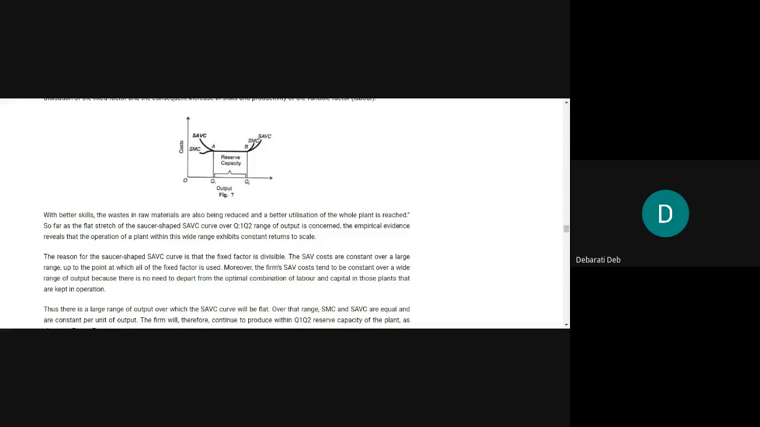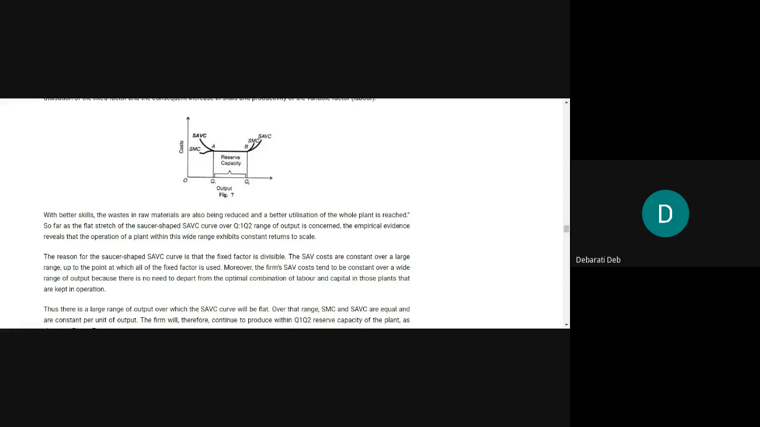The reason for the saucer-shaped SAVC curve is that the fixed factor is divisible. The SAVC curve, that is the short-run average variable cost curve, is constant over a large range up to the point at which all of the fixed factor is used. Moreover, the firm's SAVC tends to be constant over a wide range of output because there is no need to depart from the optimal combination of labor and capital in those plants that are kept in operation.